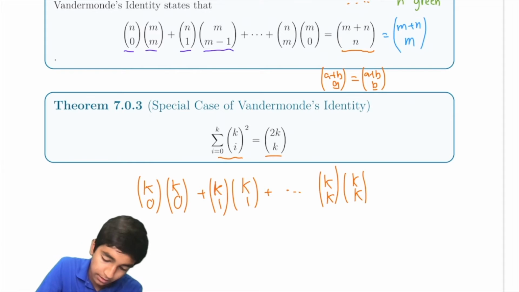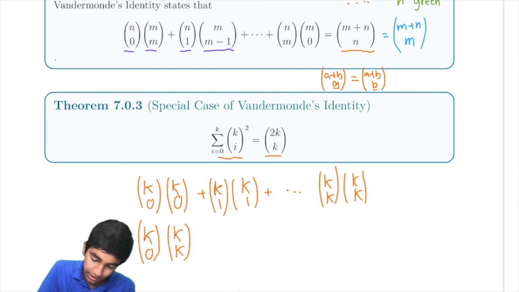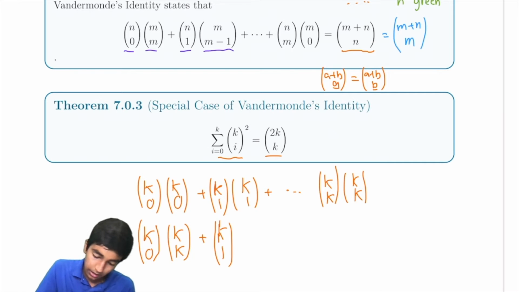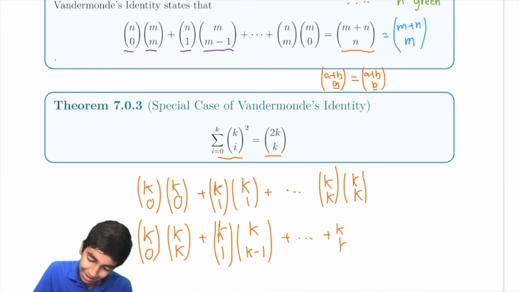So we can rewrite this as k choose 0 times k choose k, right? Now over here, k choose 1. What else is equal to k choose 1? K choose k minus 1. And so on. What is equal to k choose k? K choose 0. That's k choose k times k choose 0.